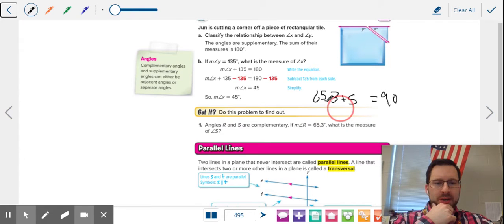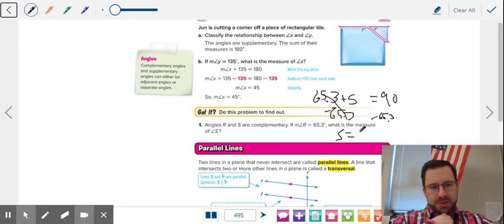All right, so one-step equation. You subtract 65.3 from both sides. You get S is equal to 24.7 degrees. Don't forget your degree symbol. Very important that you have that.